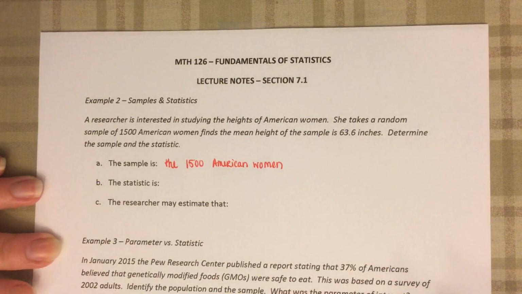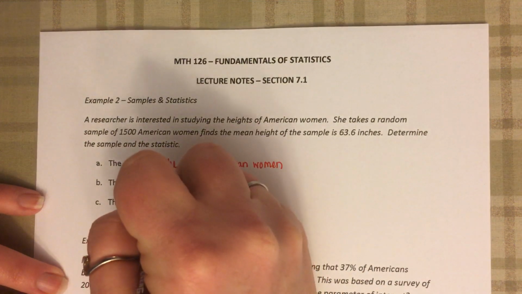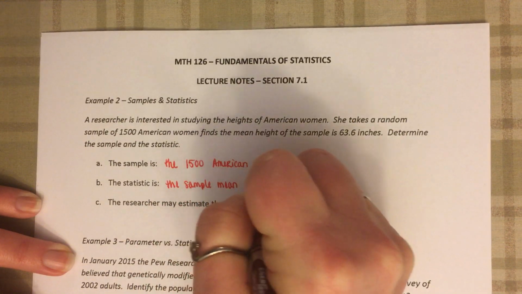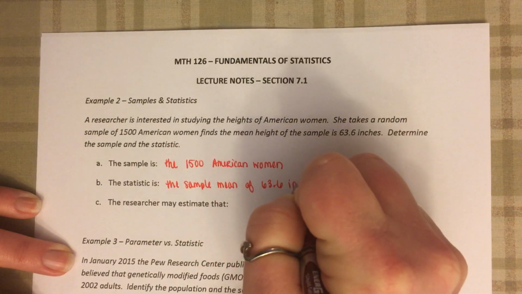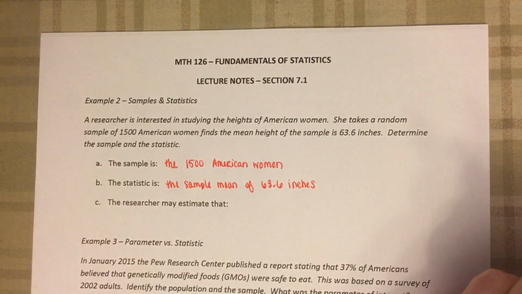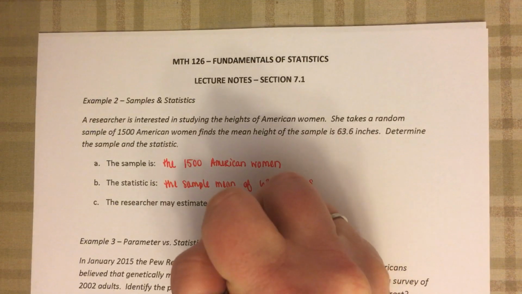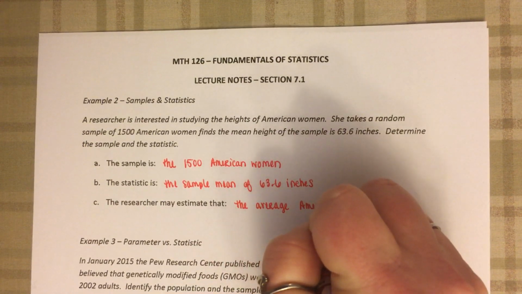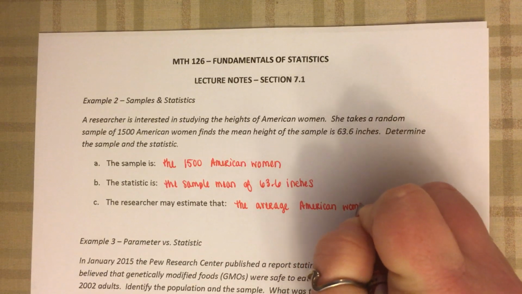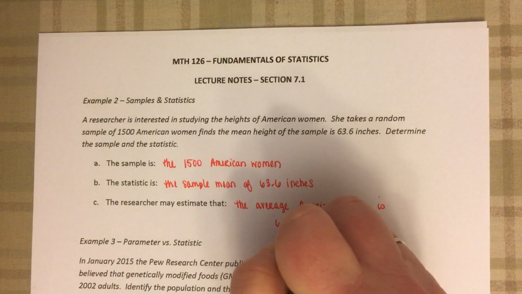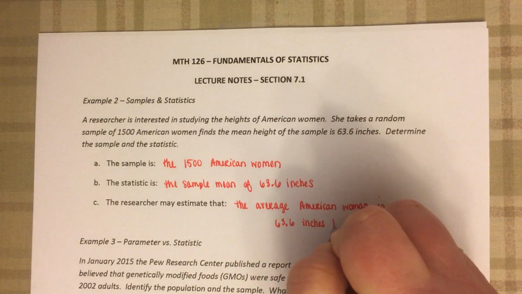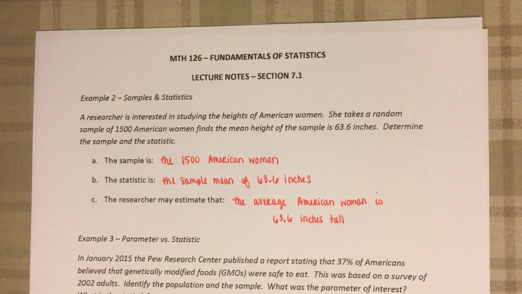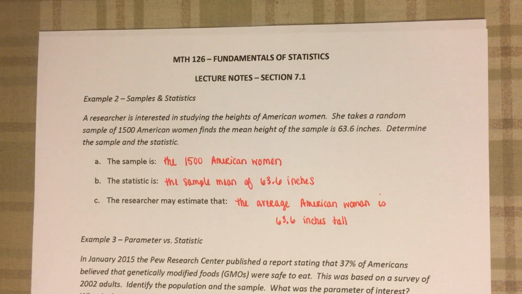So our sample is our smaller group. Our statistic is the sample mean of 63.6 inches. Okay. The researcher may estimate that the average American woman is 63.6 inches tall. So we can use our sample statistics to make estimations. Right, remember our mean is our average, so we could estimate that the average woman is 63.6 inches tall.